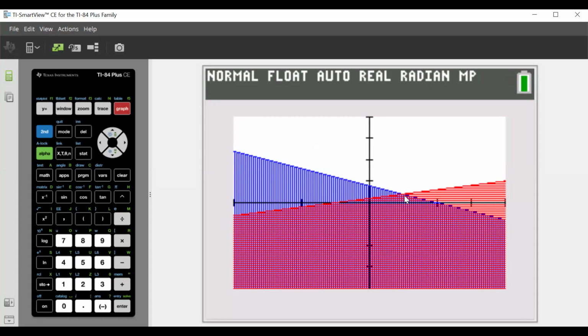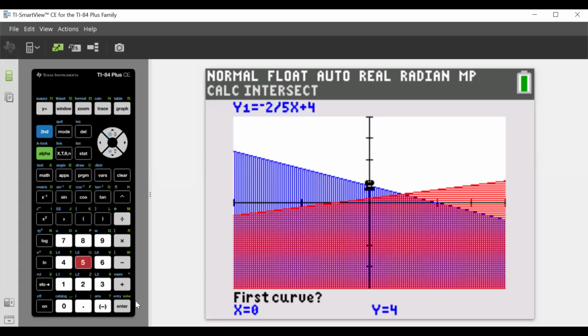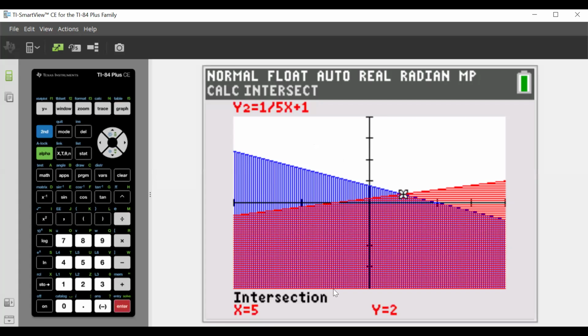Again, we just had a rough sketch. But let's say we wanted to find out what the intersection point was. We could do that, and we could say that's at 5, comma 2. So that would be our point there.